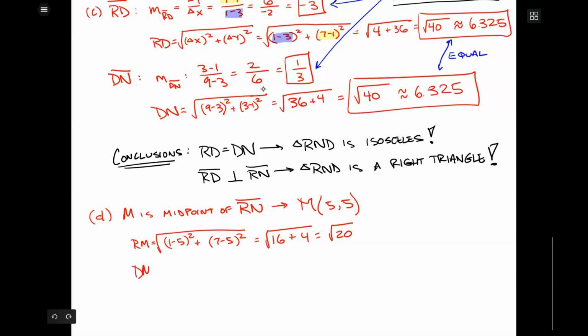Next, let's look at segment DM. 5 minus 3 is 2. 2 squared is 4. 5 minus 1 is 4. 4 squared is 16. Look at that. We got the same value. Square root of 20. Last but not least, let's look at MN.